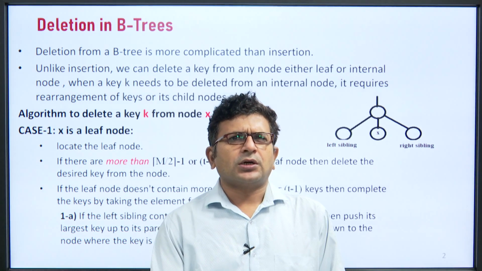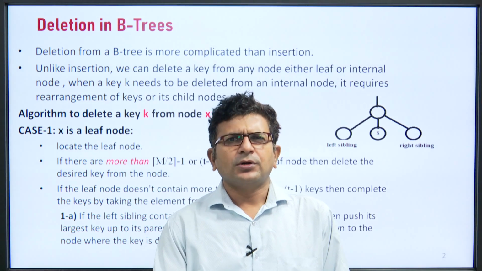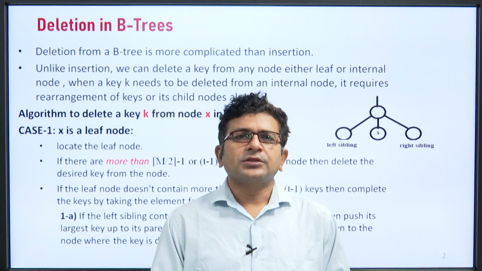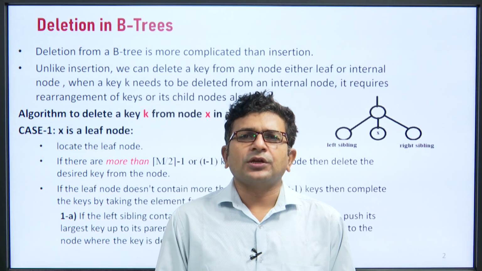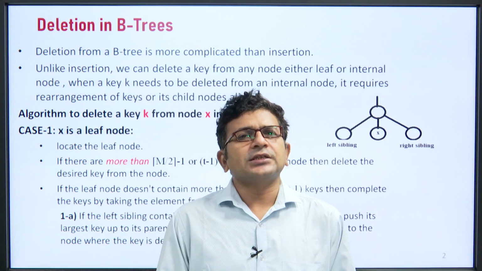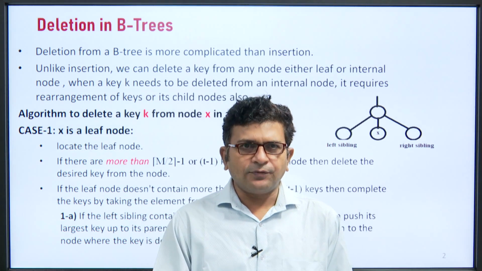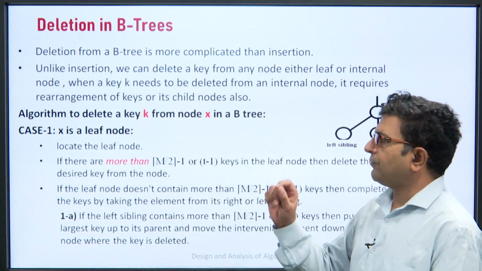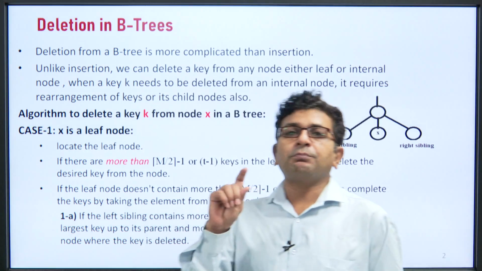Now, this is the algorithm for deleting a key from node X in a B-tree. Basically, there will be three cases. The first case is if you are going to delete a key which is in node X, and X is a leaf node. If X is a leaf node, what do we do? We locate that particular leaf node, and check whether that leaf node has more than the minimum keys.